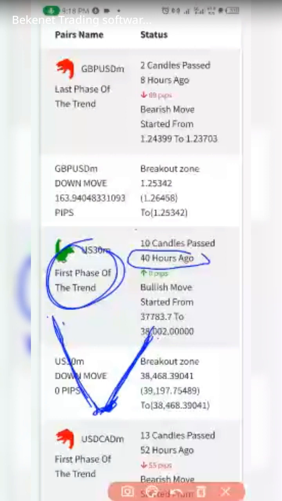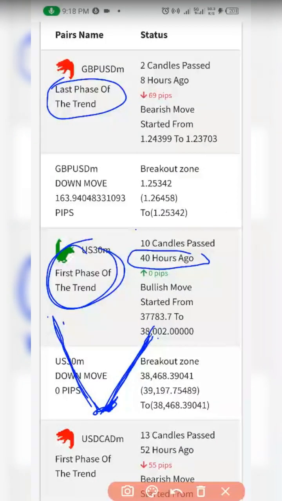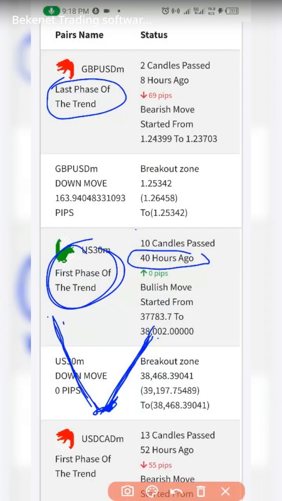After the first phase of a bullish move, we will now see a last phase of a bullish move. This last phase is telling us that this market is about to reverse, about to change its trend direction, but we don't know when it's going to happen. Do you understand? We don't know when it's going to happen. So we don't normally take trades when the trend is on its last phase. We don't normally do anything there if we are using the trend direction, because we don't know how to enter. We only know when to enter when the pair is on a first phase.